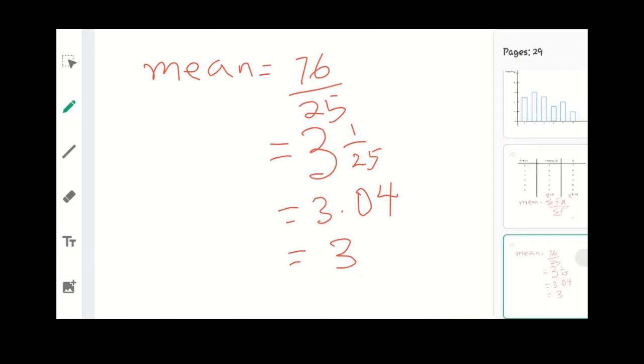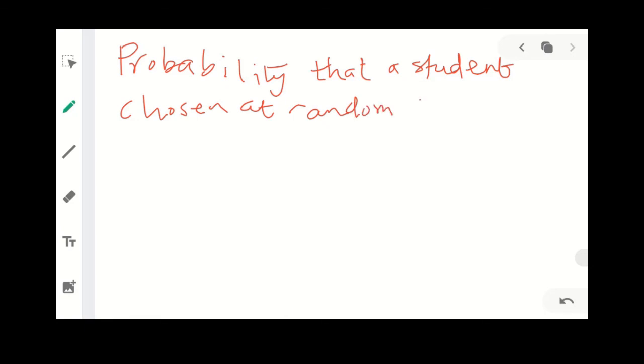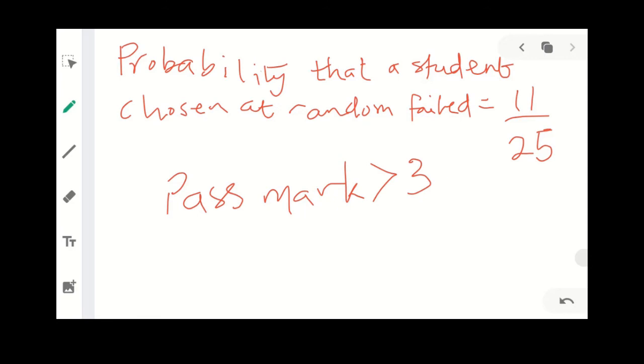So the probability that a student chosen at random failed, from the question, is 11 over the total frequency, which is 25. So the probability is 11 over 25. That is if the pass mark is 3. So this is the probability that a student failed: 11 over 25.